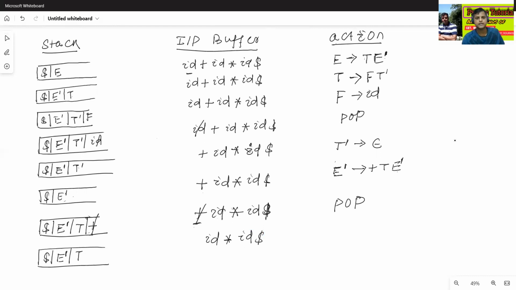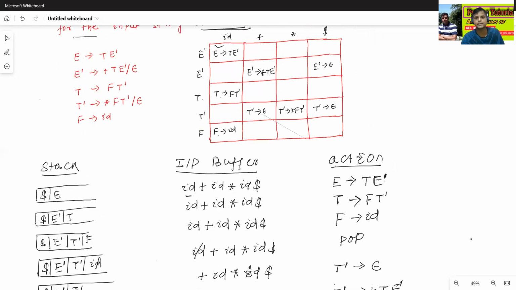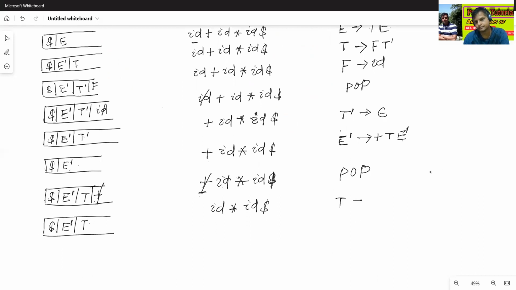Okay, so M[T, ID], just check M[T, ID]. Here T on ID is T to F T prime. Now we'll replace this T with F T prime. The stack is dollar, E prime, T prime, then F. The input is ID star ID, then dollar.